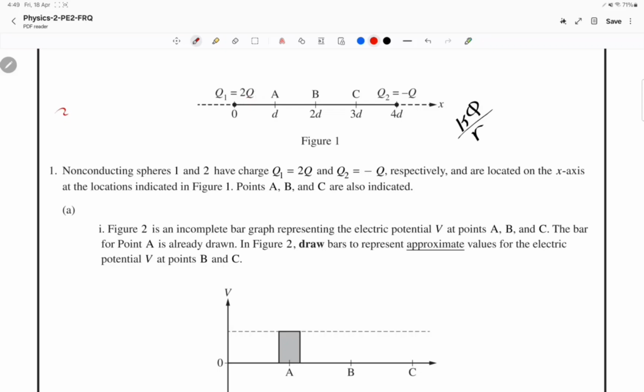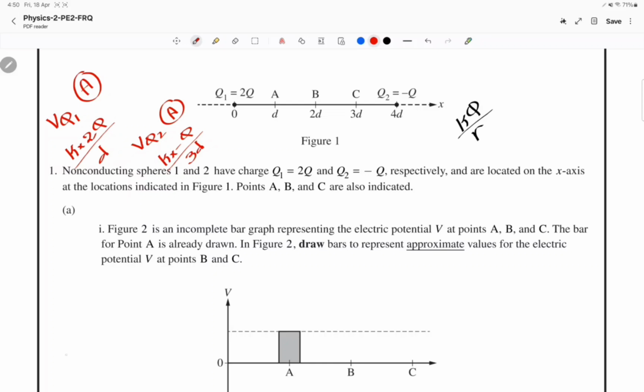Let's find the voltage by Q1 at point A. That will be K Q1 over distance. Let's find the voltage by Q2 at point A. That would be K times negative Q. And how far is Q2 from point A? 4D minus D. Oh, Q2. 3D. 3D, yeah.